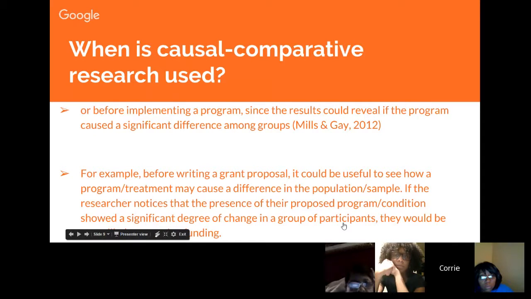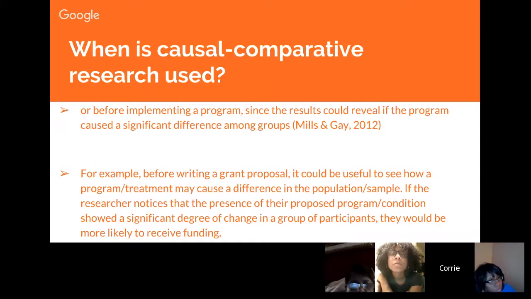Causal comparative research can also be used before implementing a program, since the results could reveal if the program caused a significant difference among the groups. For example, before writing a grant proposal, it could be useful to see how a program or treatment may cause a difference in the population or sample. If the researcher notices that the presence of their proposed program showed a significant degree of change in a group of participants, they would be more likely to receive the funding.